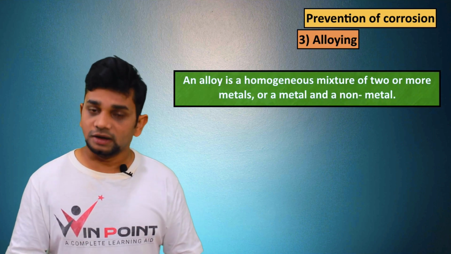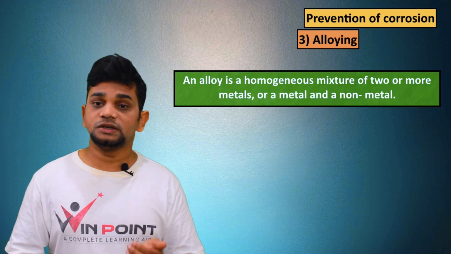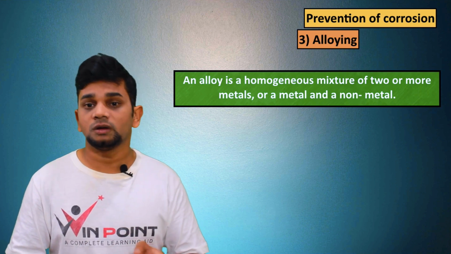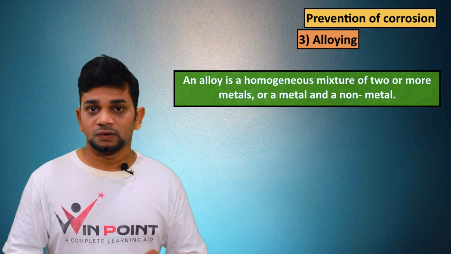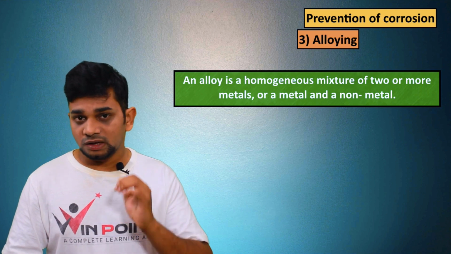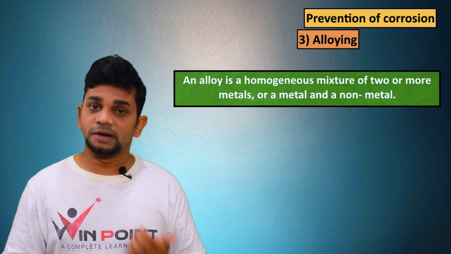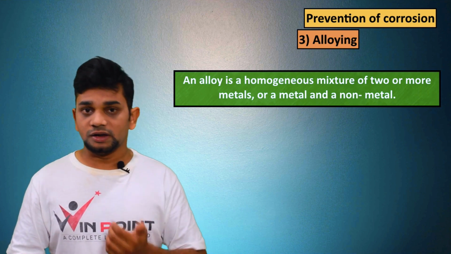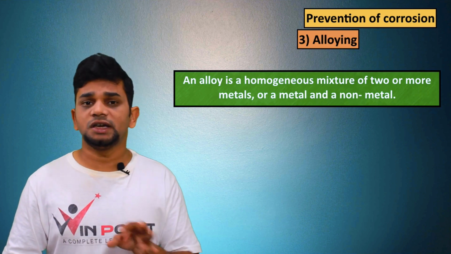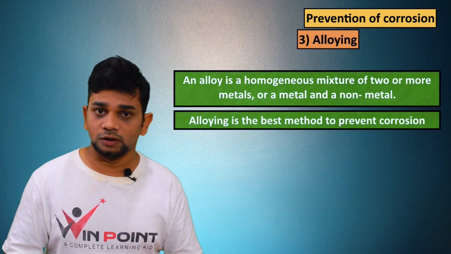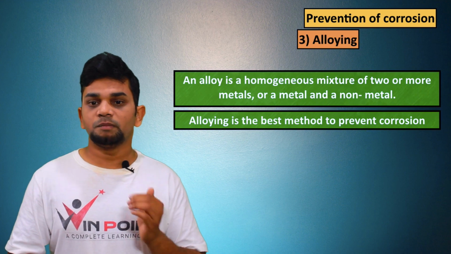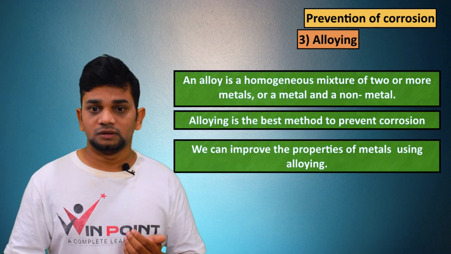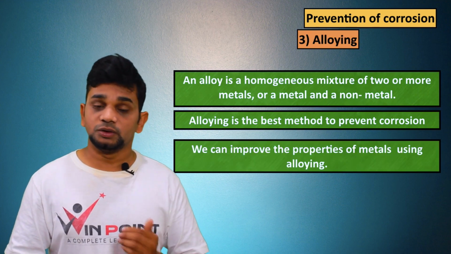So we can define alloy first. An alloy is a homogeneous mixture of two or more metals, or a metal and a non-metal. When we are making this alloy, we can improve the properties of the metal: the melting point, the boiling point, the reactivity. We can change these things when we are making an alloy. Alloying is the best method to prevent corrosion. We can improve the properties of metal using alloying.